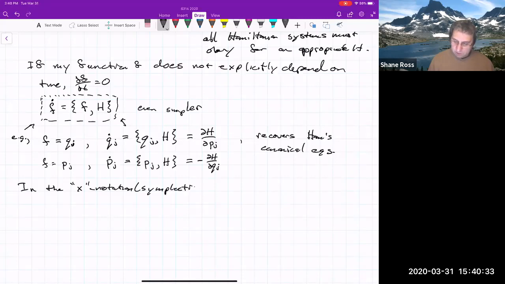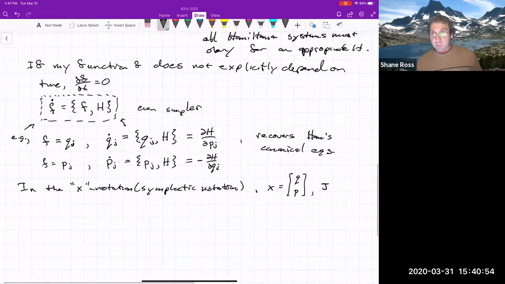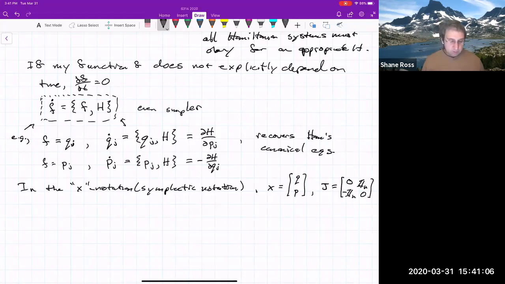Or some books just call it the symplectic notation. This is where we define a vector x, which is made up of all of the q's, so q1 through qn, and then all of the p's. And this canonical symplectic matrix will be important too, so let me just remind you what that is. It was this matrix: 0, the n by n identity, negative n by n identity, and zeros.